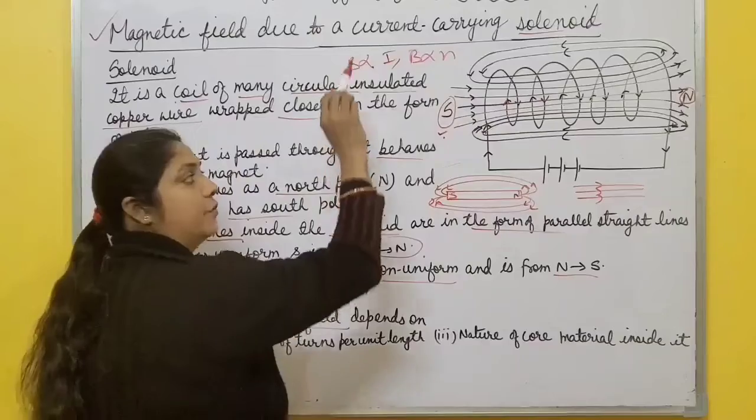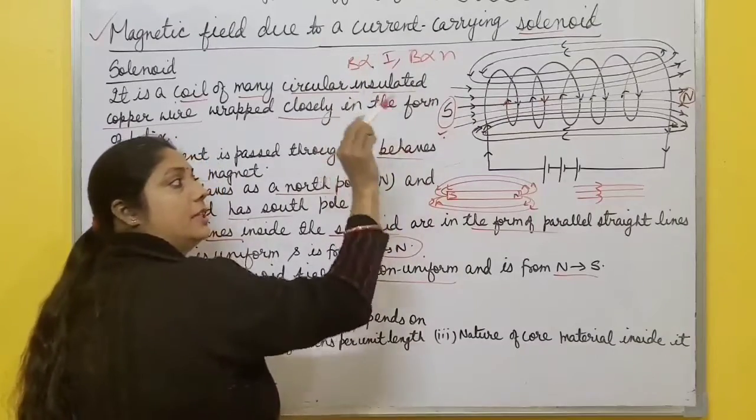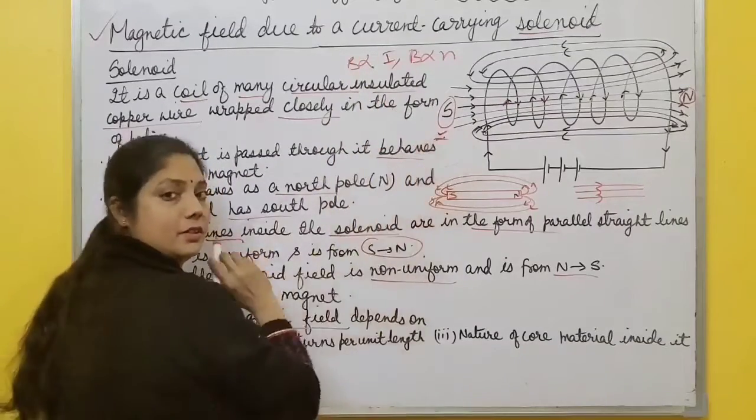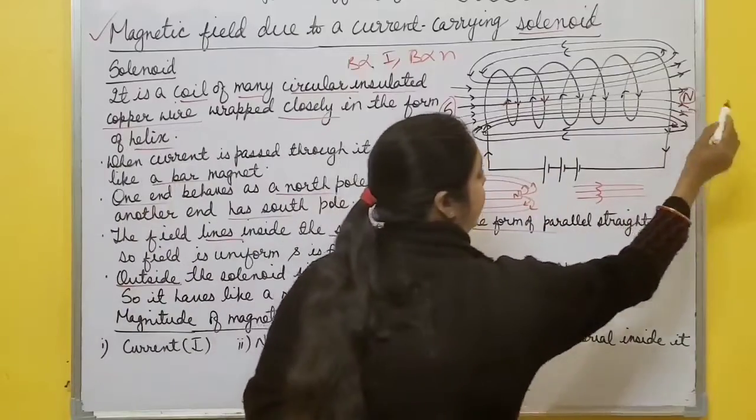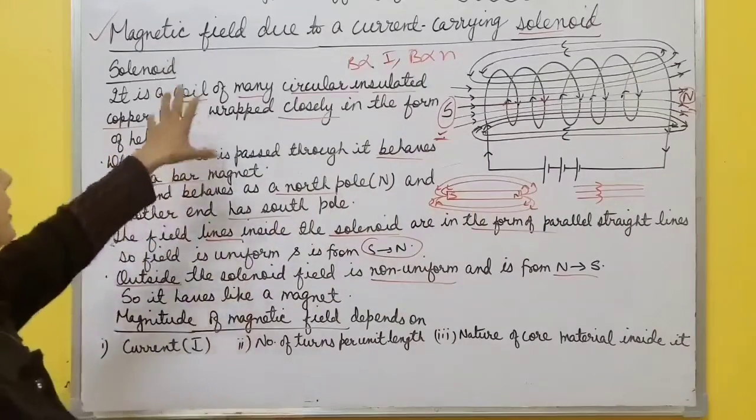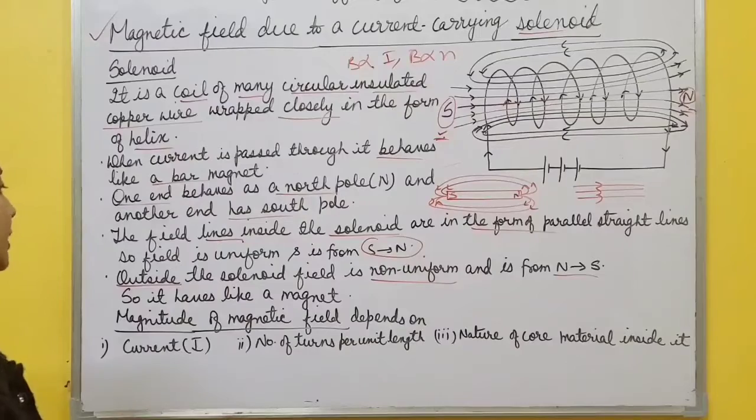If current is flowing in clockwise direction, this end of the solenoid behaves like a south pole, and the other end behaves like a north pole. In this way, you explain magnetic field due to a current carrying solenoid.